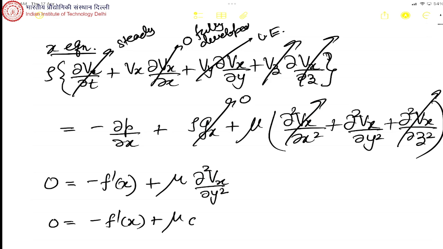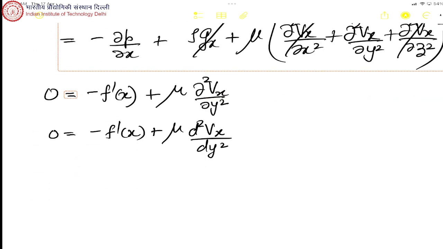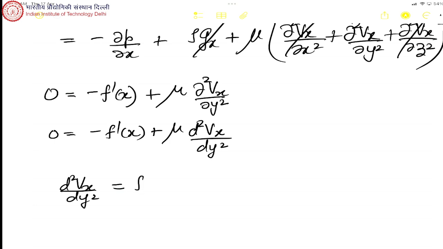I will write it as, now I change this to an ordinary full derivative because Vx is only a function of y. So what I get is d2 Vx by dy square is equal to f prime of x by mu.